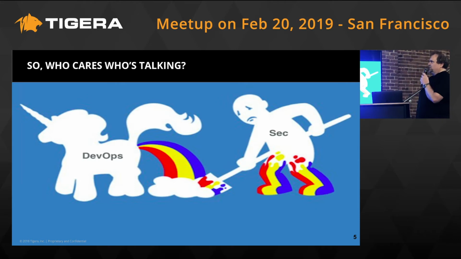So who cares who's talking? How many people have seen this slide before? The people who care are here, and these are the folks who are chasing down this wonderful road. Somebody's got to clean up the mess that comes from the unicorn.